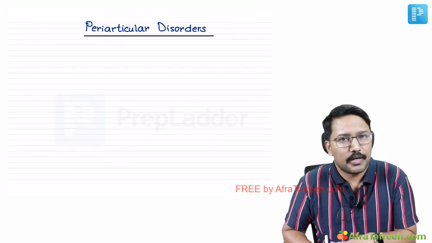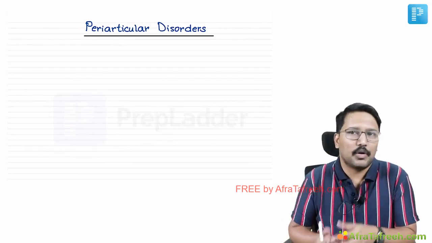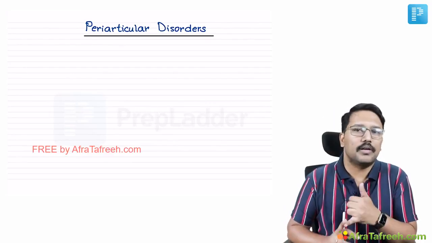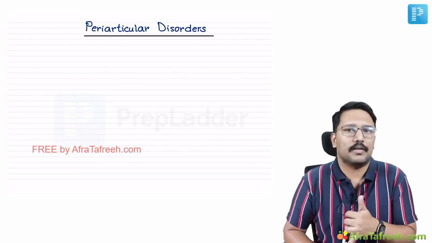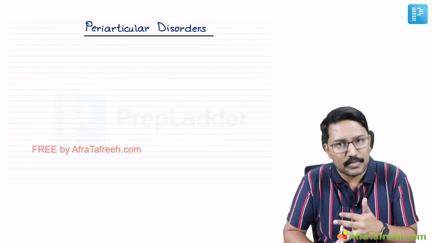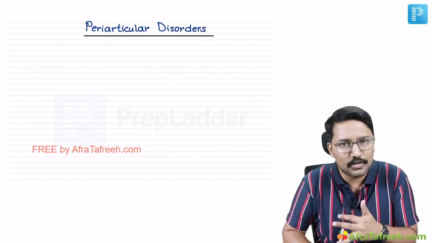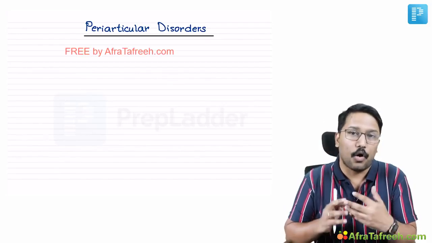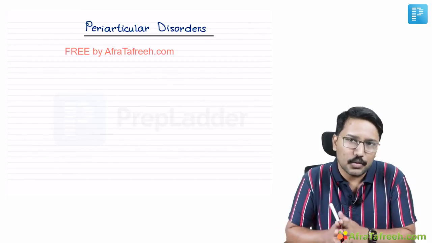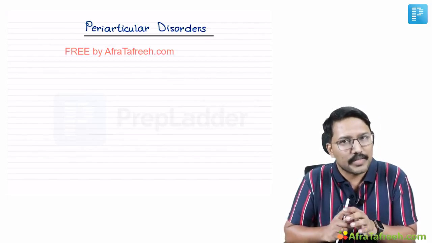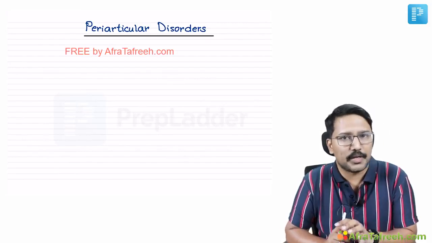Now, when we talk about periarticular disorders, there are other terminologies that come to our mind, like for example, regional pain syndromes, then soft tissue rheumatism, right? So soft tissue rheumatism, periarticular disorders, or regional pain syndromes are terminologies which are often used interchangeably. Do they mean one and the same? To some extent, yes. Okay, so let us get the perspective right.